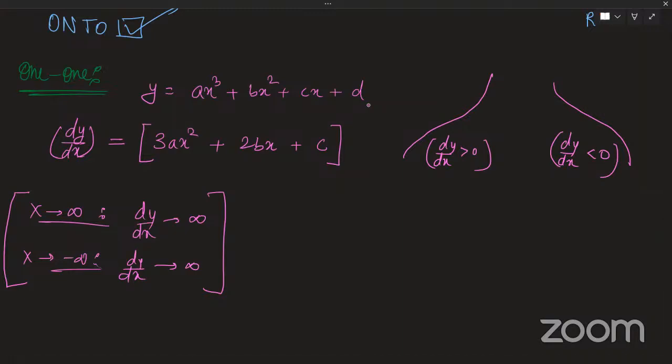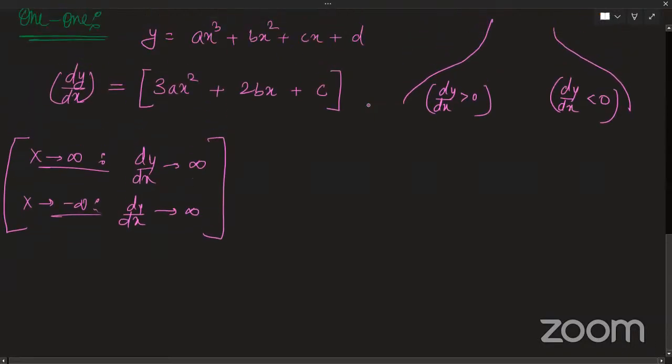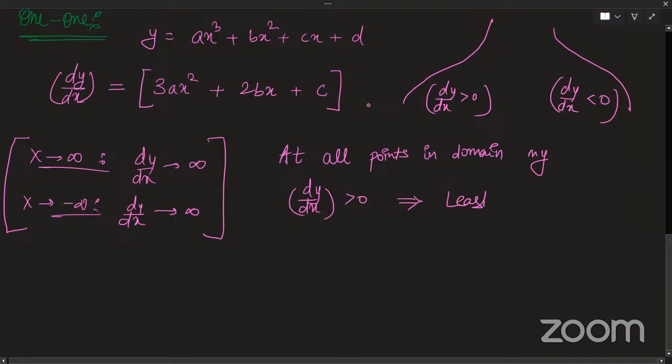My dy by dx is remaining positive. So that means at all points in the domain, my dy by dx has to be greater than 0. In other words, I can also say that the least value of dy by dx has to be greater than 0. If all values of dy by dx in my domain are greater than 0, then my least value of dy by dx has to be greater than 0.